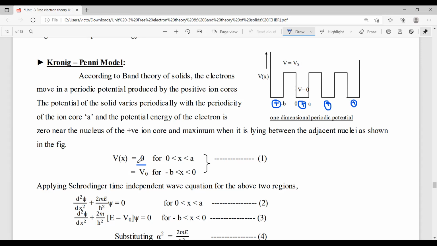So V of x is equal to 0. Here V of x is the potential. Potential is 0 between 0 and a. Potential is V naught between minus b and 0.